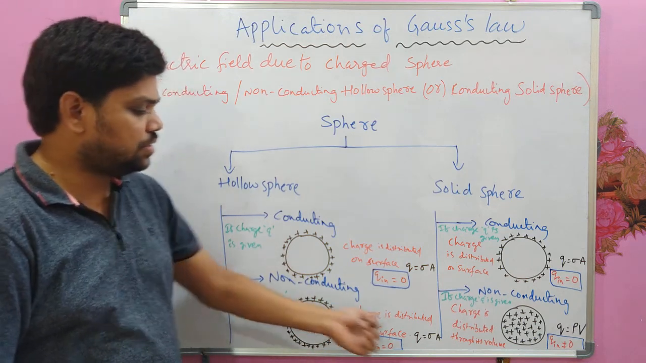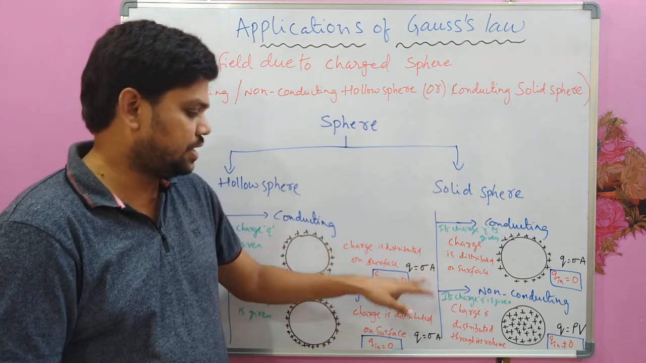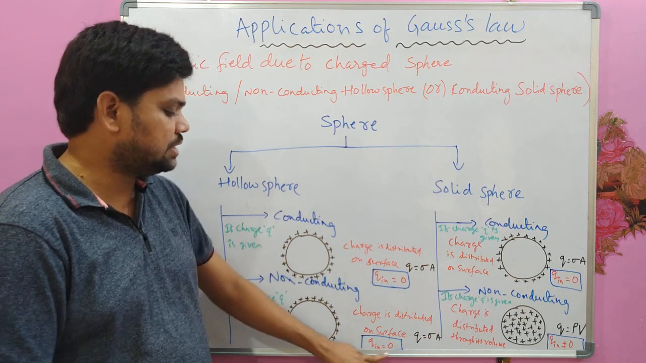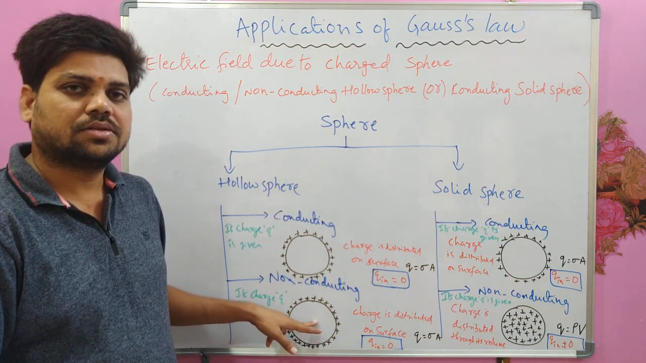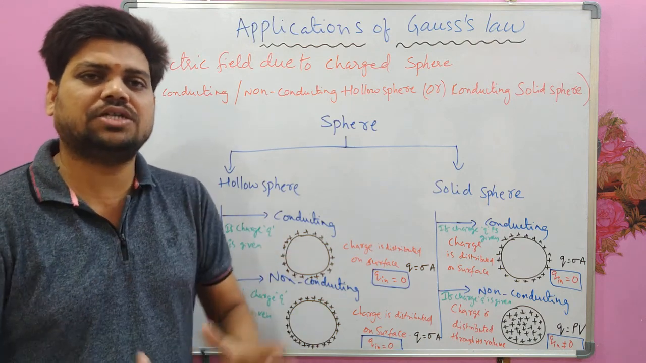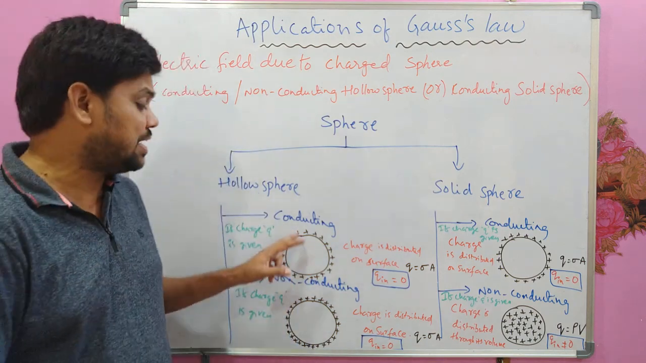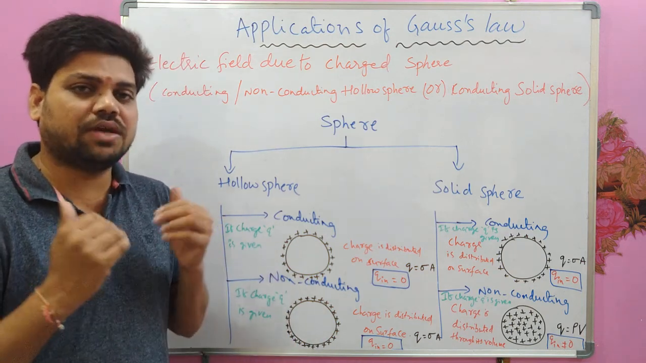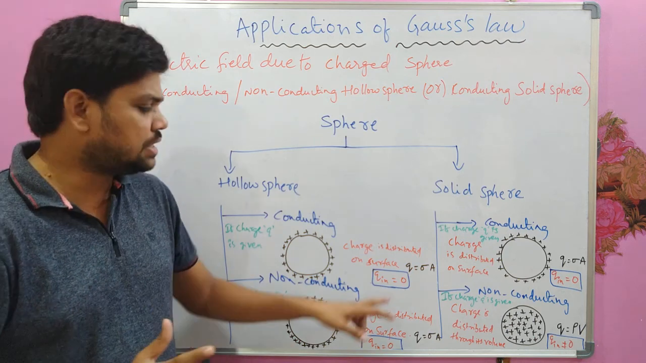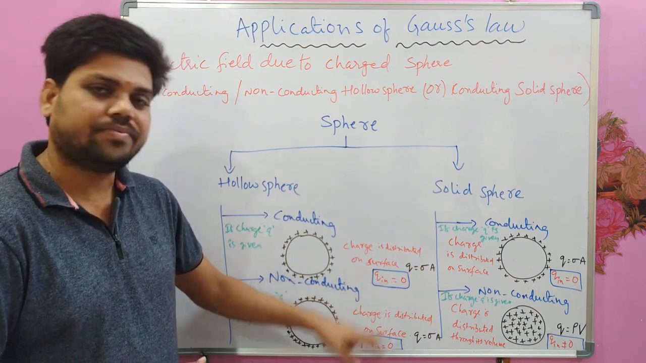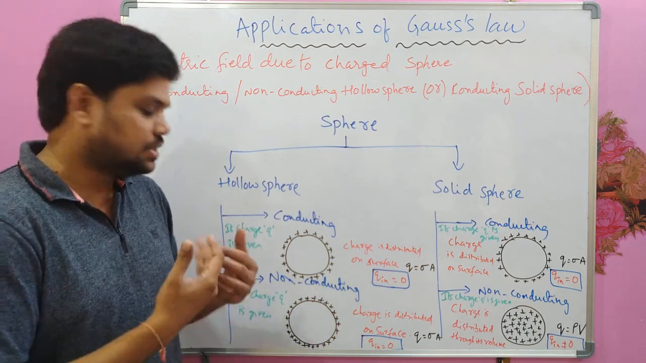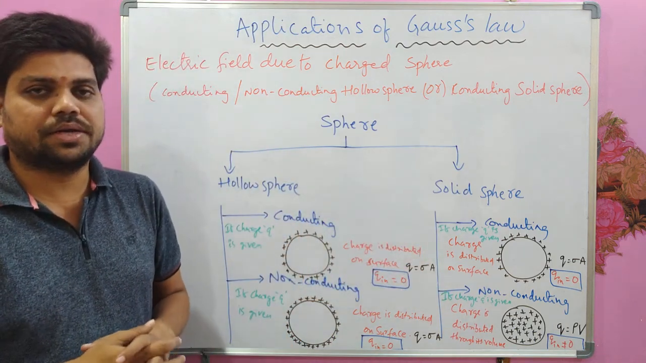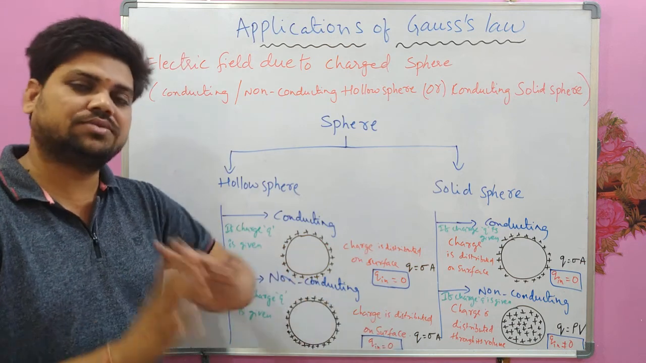If Q charge is given, Q should be equal to sigma into A, just like here. There is no charge inside, Q inside is 0. If a charge is given to a hollow sphere, whether it is conducting or non-conducting, the charge is distributed on the surface of it, and there is no charge inside that sphere. And the charge given to the surface is sigma multiplied by the area of that hollow sphere. Whether it is conducting or non-conducting, in both cases we get the same scenario.